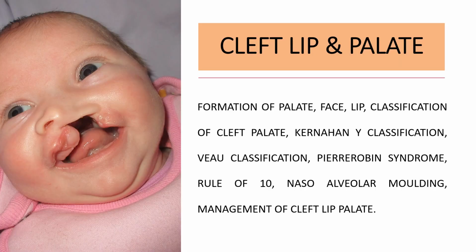Next topic is cleft lip and palate. It is a very important topic. So you have to cover the embryology part of the cleft lip and palate, that is the formation of the palate, face and lip. Then under cleft palate, you have to know the classification, mainly the Kernahan stepwise classification and Veau classification. What is Pierre Robin sequence or Pierre Robin syndrome, then the rule of 10 applicable for cleft lip and palate, what is nasoalveolar molding, and the management of cleft lip and palate is very important.